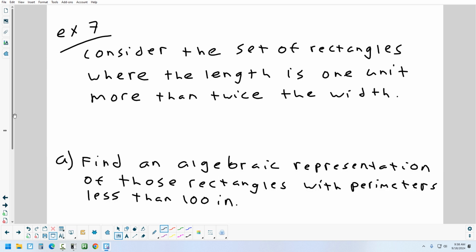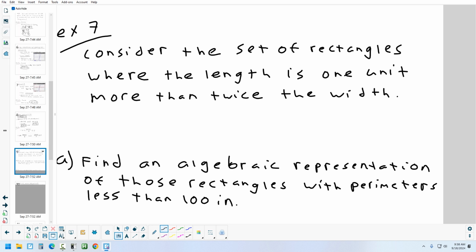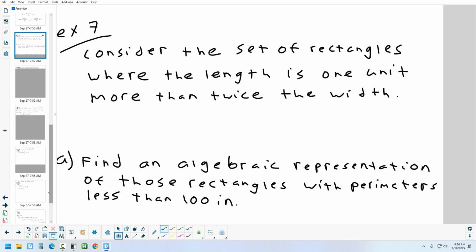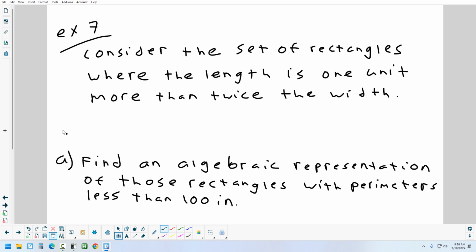All right, let's try a rectangle problem because we have a lot of these in the homework, but we don't always get to do them together. So it says consider the set of rectangles where the length is 1 unit more than twice the width. Can somebody translate that into an equation for me using L and W? Length is 1 unit more than twice the width. That's 2W plus 1. So let's go right in order.